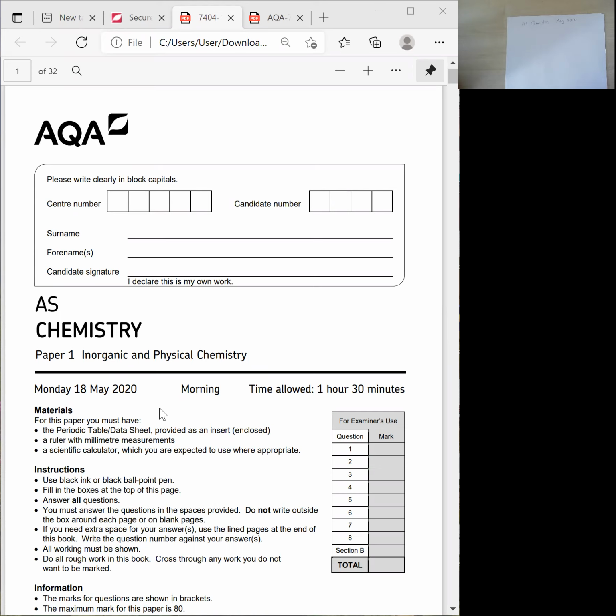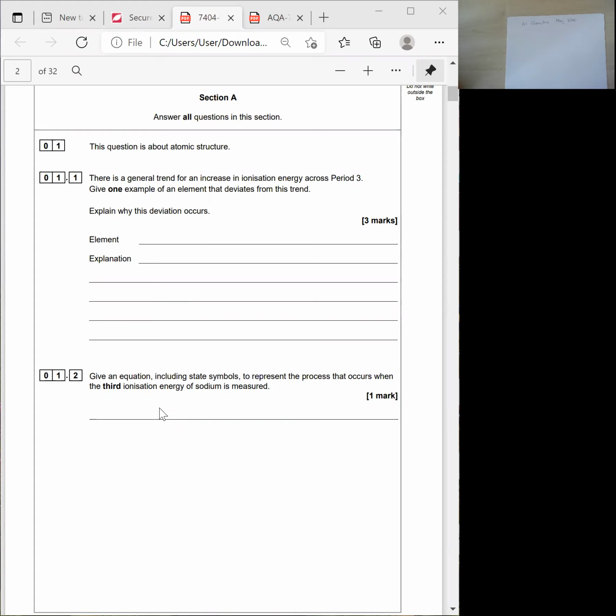There is a general trend in an increase in ionization energy across period 3. Give one example that deviates from the trend. Generically speaking, there's a general increase in ionization energy across the period, but there are 2 dips. There is a dip between the s and the p orbital, and also between the p3 and the p4. Let me tell you what I mean by that.